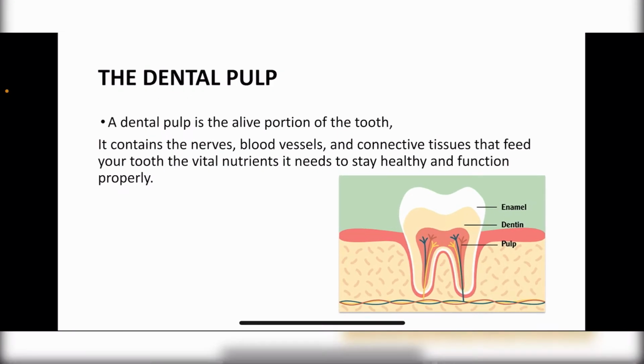So the dental pulp is the alive portion of the tooth. It contains the nerves, blood vessels, and connective tissues that feed your tooth the vital nutrients it needs to stay healthy and function properly. You might say that the dental pulp serves as the mouth's natural alarm system. If, let's say, trauma or decay is present, the pulp will experience pressure and sensitivity, which you then perceive as pain. It is the initial warning that something may be wrong with your tooth.